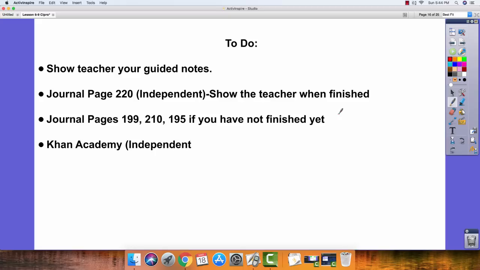So, to do: make sure you show your guided notes. If everything looks complete and looks okay, then you're going to do journal page 220, which is independent. All right, show the teacher when you're done with that. Then you're going to do journal page 199, 210, or 195 if you have not finished those yet. And then you can work on Khan Academy skills if all of those pages are done.